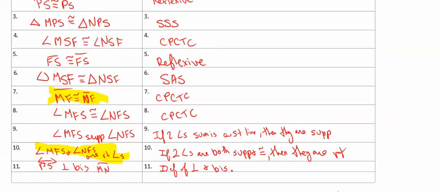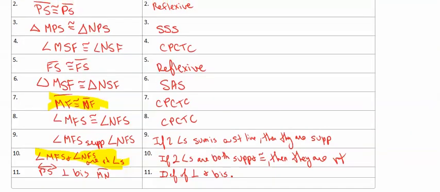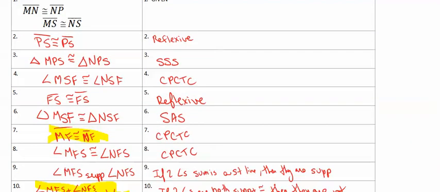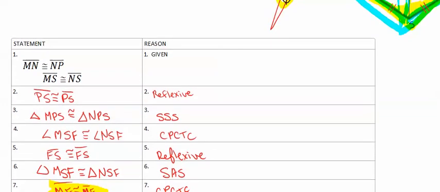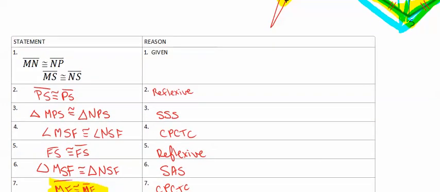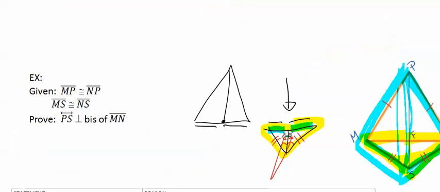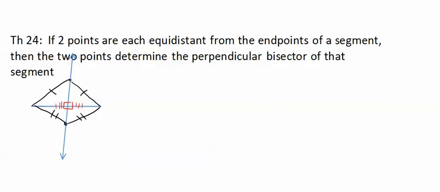Meaning, I do not need to do 11 steps to get to my perpendicular bisector. If I know 2 congruent line segments, or 2 congruent points to a line segment, I can just directly go to the perpendicular bisector. So this is one diagram of what that would look like.